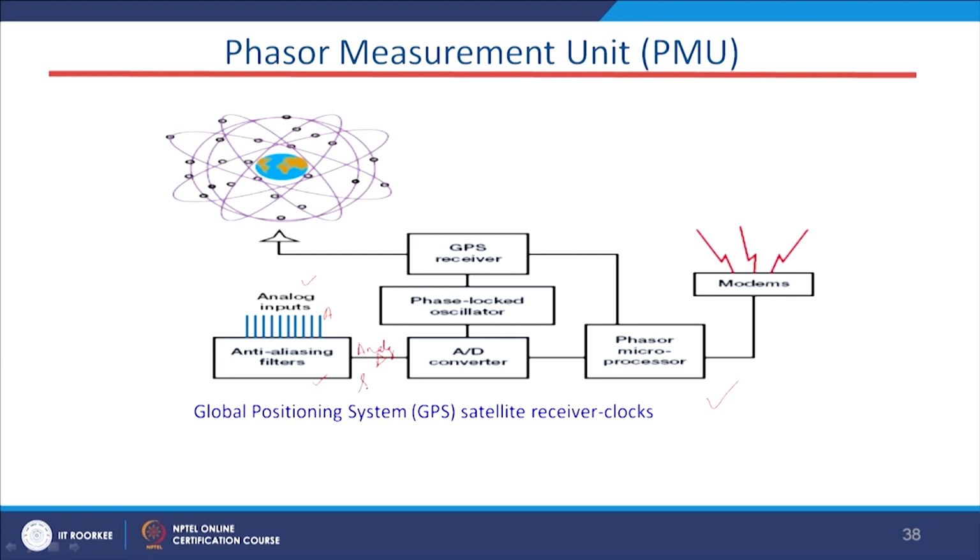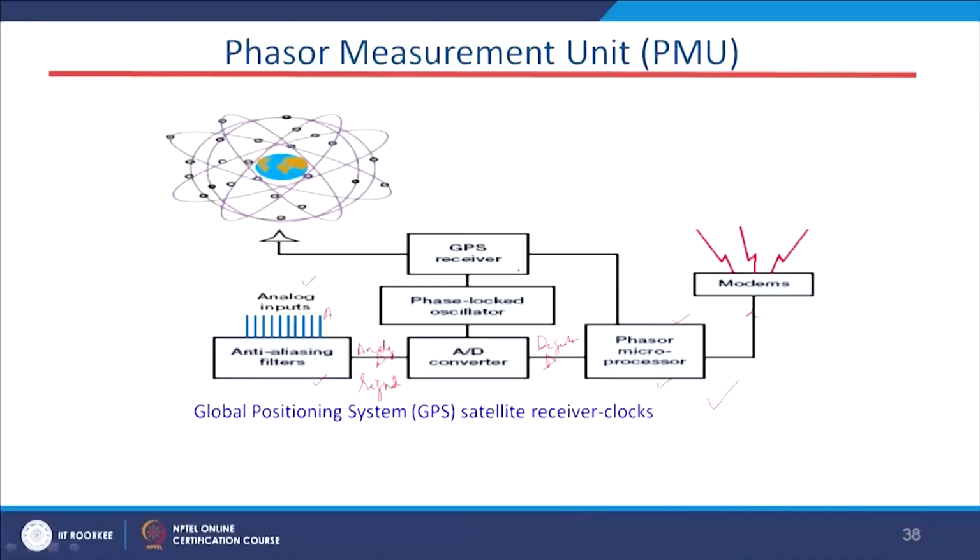Now, this analog signal is converted to the digital domain using the ADC, the analog to digital converter. After that, it goes to the phasor microprocessor, where the phasors are calculated or estimated using the discrete Fourier transform technique. Then it goes to the modems for communication to the PDC, the phasor data concentrator, and from the PDC we can apply it to other devices like relays or circuit breakers, wherever we like to utilize the PMU data.